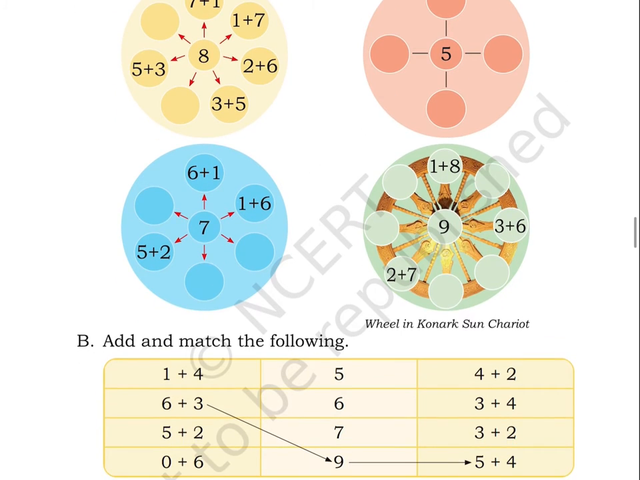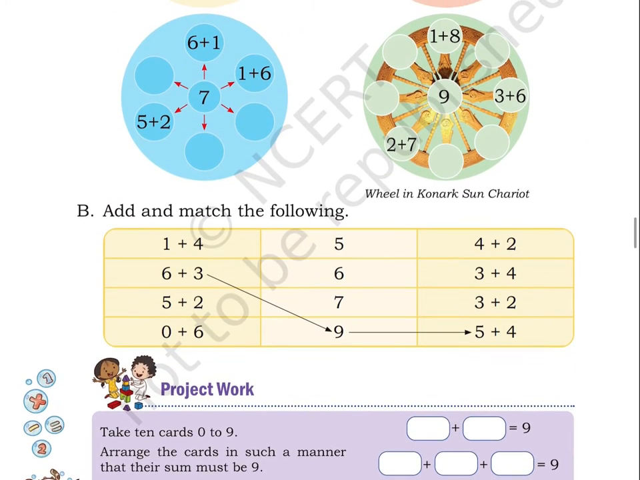After this, number 7 is given. There are 6 possibilities to write it with the help of addition. Few of them are 5 plus 2, 6 plus 1, 1 plus 6.